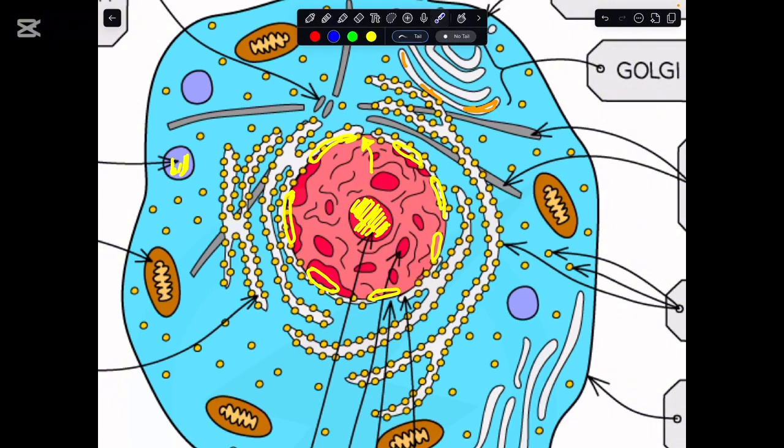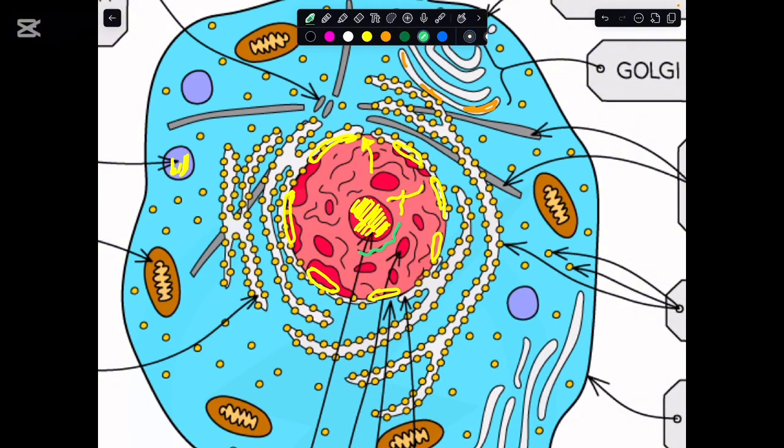Just as the cell has cytoplasm, within the nucleus there is the nucleoplasm. When the cell is not dividing, the genetic material is loosely arranged, and this loosely arranged genetic material is called chromatin, which has the DNA molecules in it.